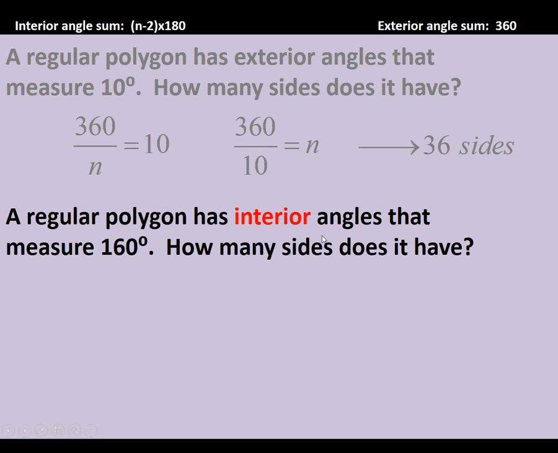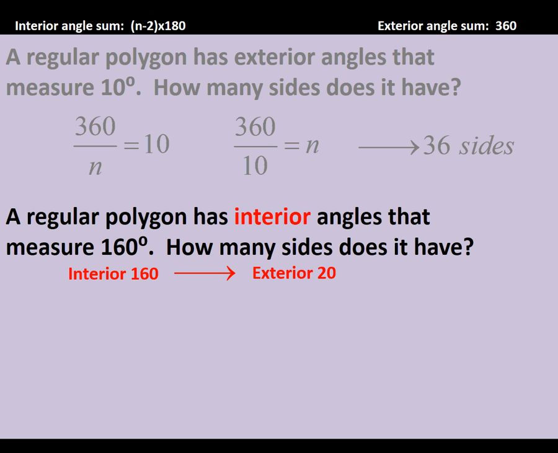Okay, so a slightly harder version of this: what if I tell you what the measure of an interior angle is? This can be a little bit tricky. You could do n minus 2 times 180 divided by n equals 160 and try to solve for n. Or, since we know what the interior angle is, we could just figure out the exterior angle and do it the same way as the problem above. So if the interior angle is 160, what's the measure of an exterior angle? It has to be 20 degrees.